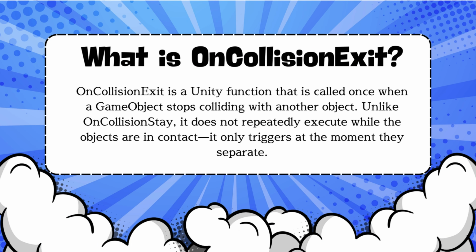What is OnCollisionExit? OnCollisionExit is a Unity function that is called once when a game object stops colliding with another object. Unlike OnCollisionStay, it does not repeatedly execute while the objects are in contact. It only triggers at the moment they separate.